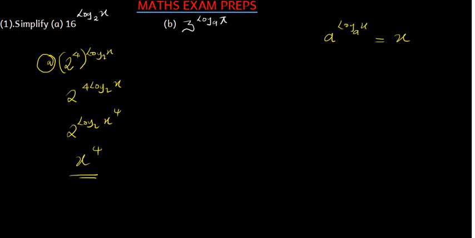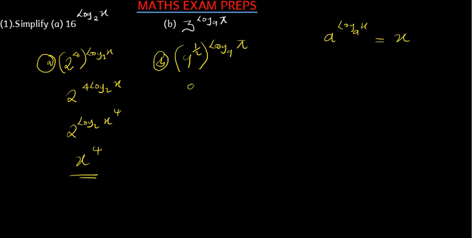Okay. Same way the second one, we have 3 to the power log of pi in base 9. So we need to make 3 into base 9. So 3 is the same as 9 to the power 1 over 2. To the power 1 over 2 means just a square root. And we know that the square root of 9 is 3. And then we have log in base 9 of pi.